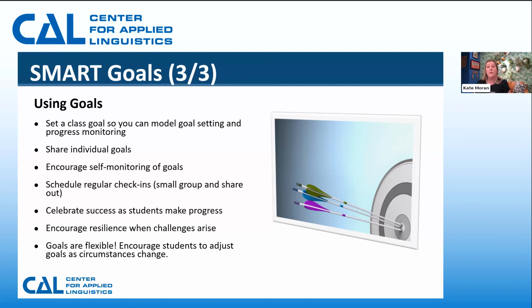And so we want to help our students get back on track. And part of that is remembering that goals need to be flexible. So not only encouraging resilience if there's challenges, but also encouraging students to adjust their goals as they're moving toward them. If 3 times a week for conversation is too much, drop it down to something that's more attainable and celebrate that success. Circumstances change, a goal may no longer be appropriate. So that check-in and monitoring is a great time to also tweak and adjust those goals as students are moving forward.